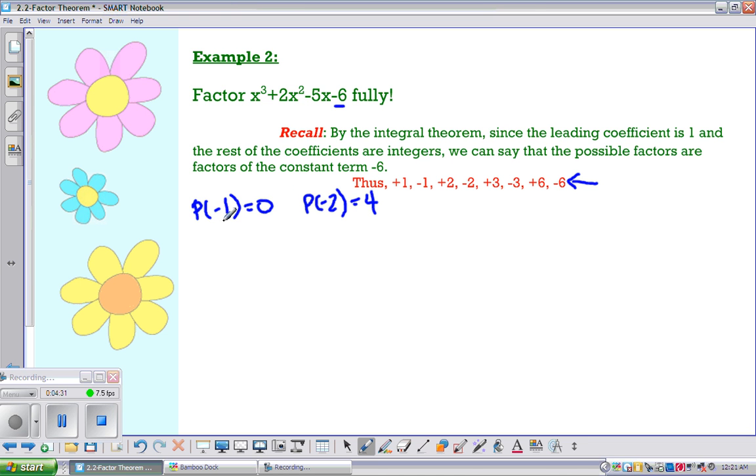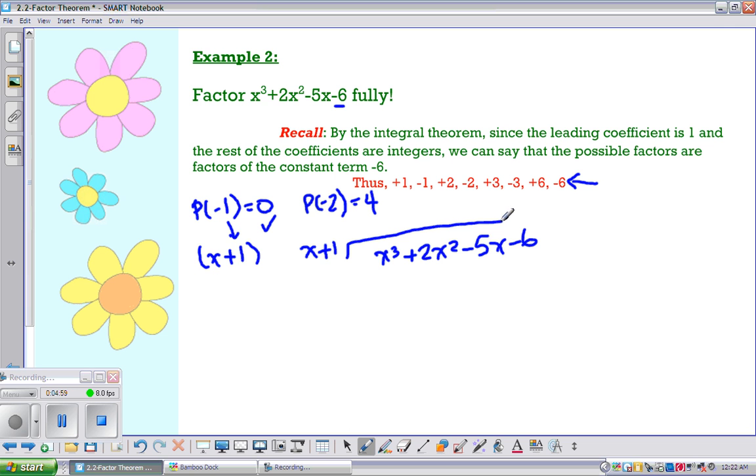So I've already tried a few. Negative 1 gets 0. You could have tried multiple. You could have tried negative 2. However, that got 4. So using the factor theorem, we know that this is one of them. Because we substituted in x as negative 1, when we're actually solving for the factor, we have to put it in as the opposite. So we're going to divide x plus 1 out of our polynomial x cubed plus 2x squared minus 5x minus 6.